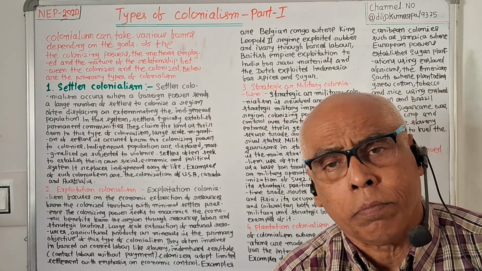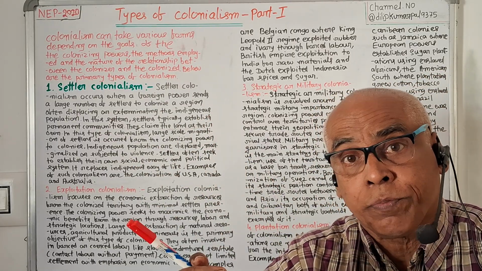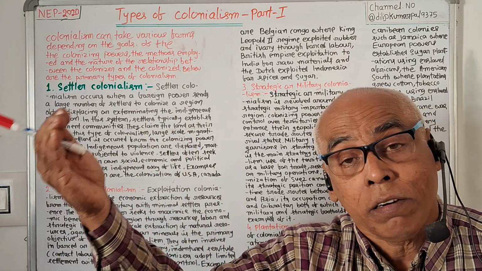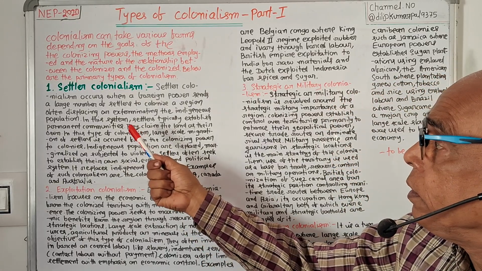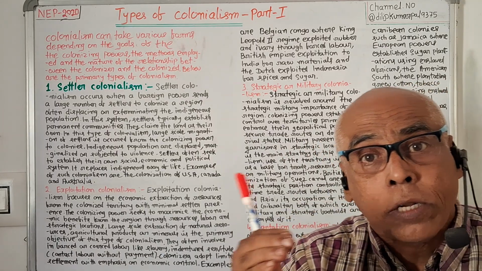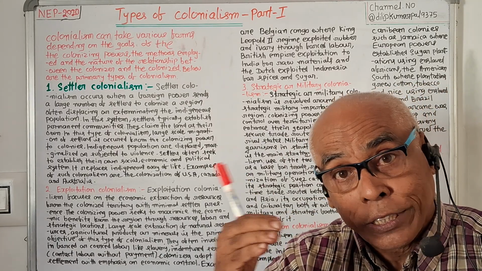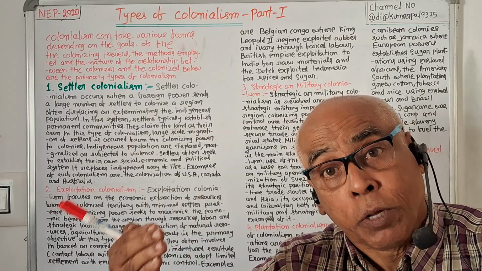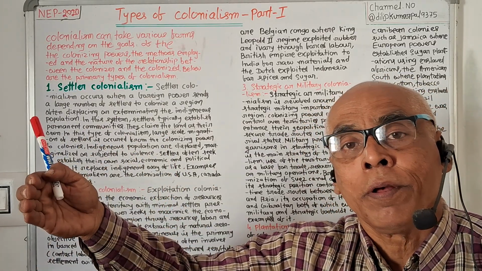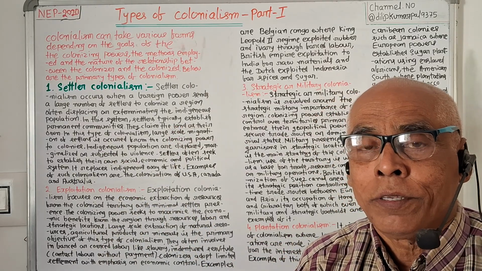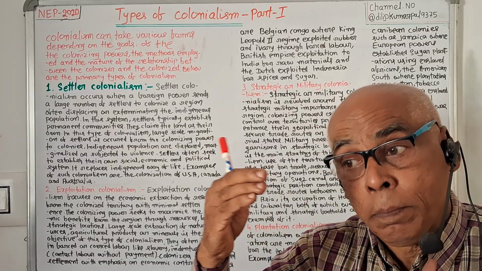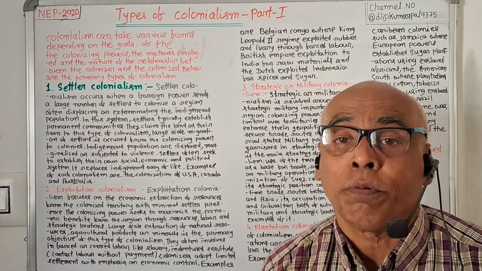Settler colonialism means when a foreign power sends a large number of its people to settle in a foreign land, displacing and exterminating the indigenous population. So a foreign power will send a large number of its people to another country and displace or remove the indigenous people. After removing the indigenous people, the foreign country will place its population in that country.